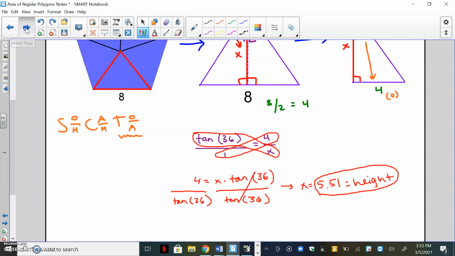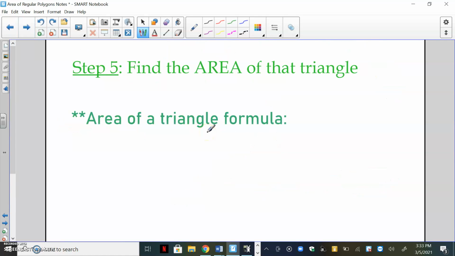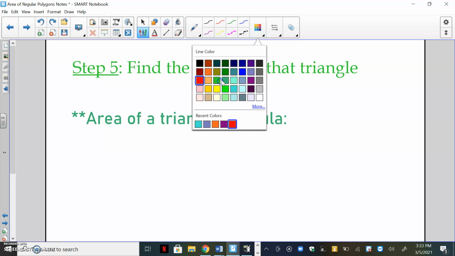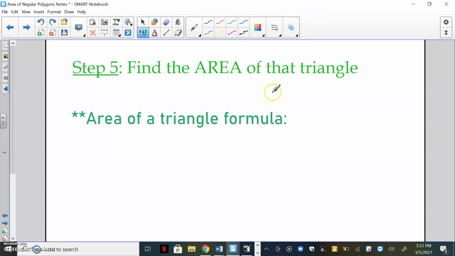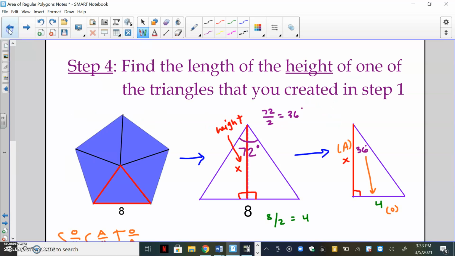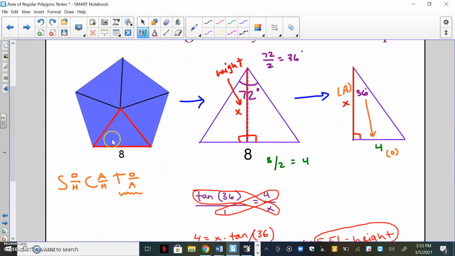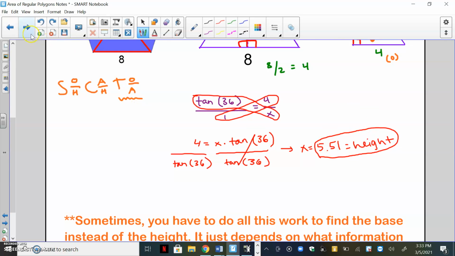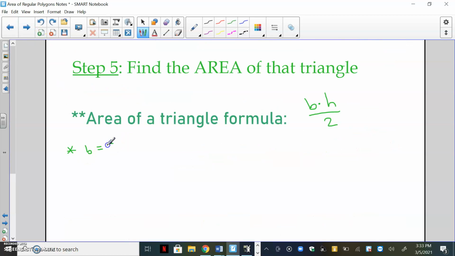All right, on to step 5. Now that we have the base and height of the triangle, we can find the area. So let's first remember what the area formula is for a triangle. It is base times height divided by 2. So recall that the base of my triangle was 8, and my height was 5.51. So let's just write that down here so we don't forget.